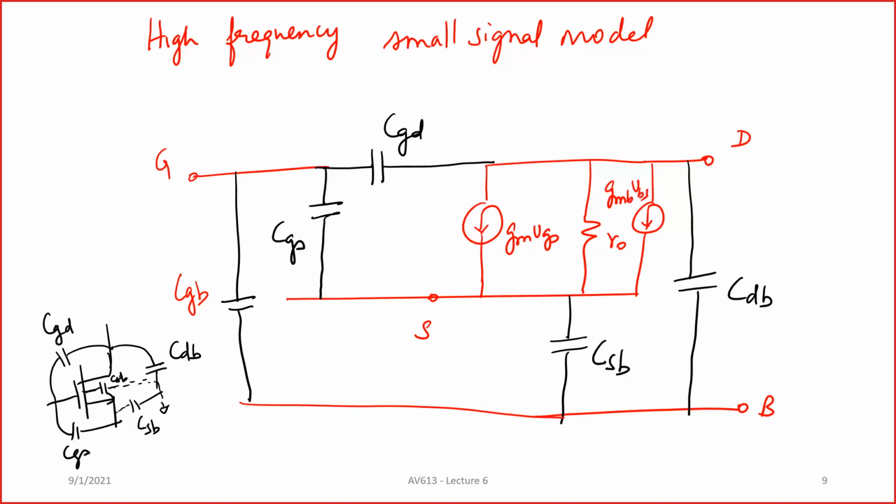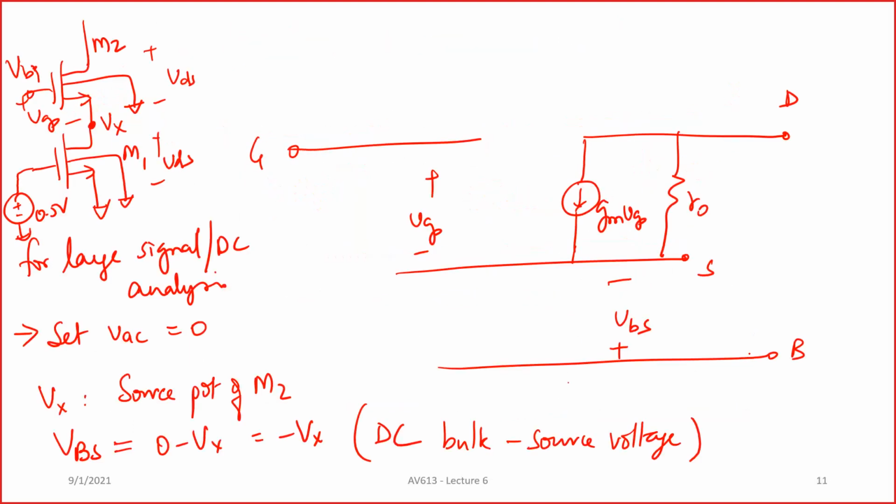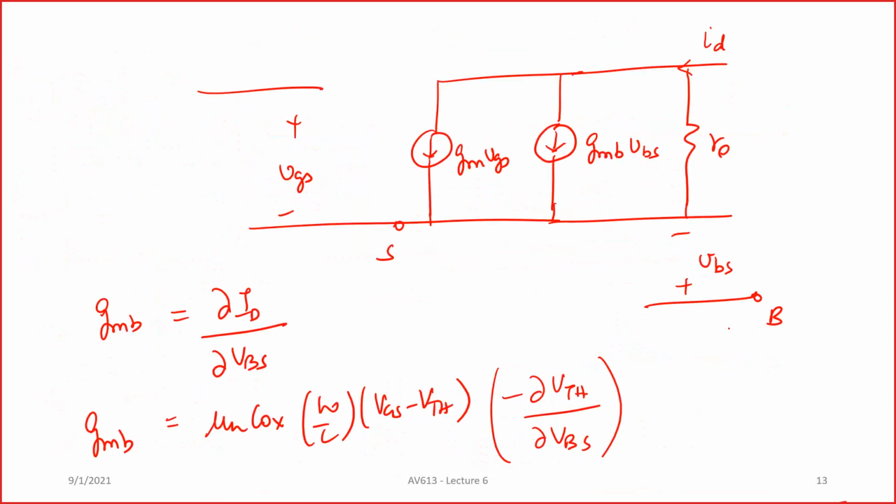So this is your high frequency small signal model, and your low frequency small signal model is basically going to look like this. Obviously, when your bulk to source voltage is 0, you don't consider the GMB term. But when your bulk to source voltage is not equal to 0, you consider the GMB term as well. All right. So, any doubts, any questions?